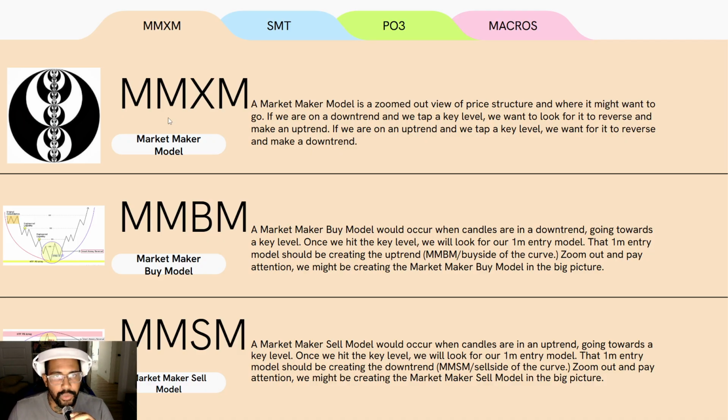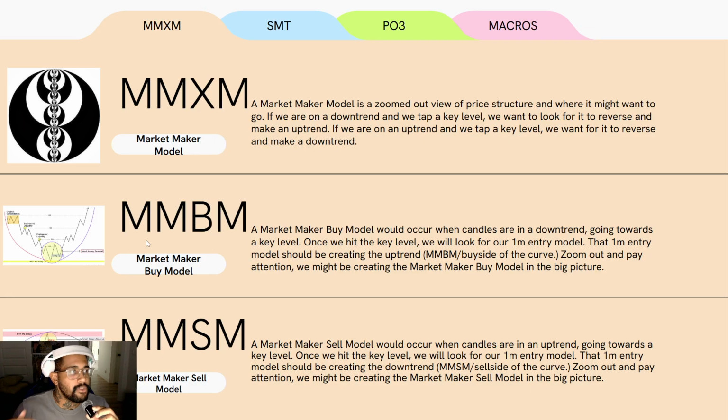If we're on a downtrend and we tap a key level, we want to look for it to reverse and make an uptrend. Now if we're on an uptrend and we tap a key level, we want it to reverse and make a downtrend. A market maker model is just uptrend and downtrend. It's super simple, super easy. It's just called the market maker model. ICT, you know how analytical and technical it could be.